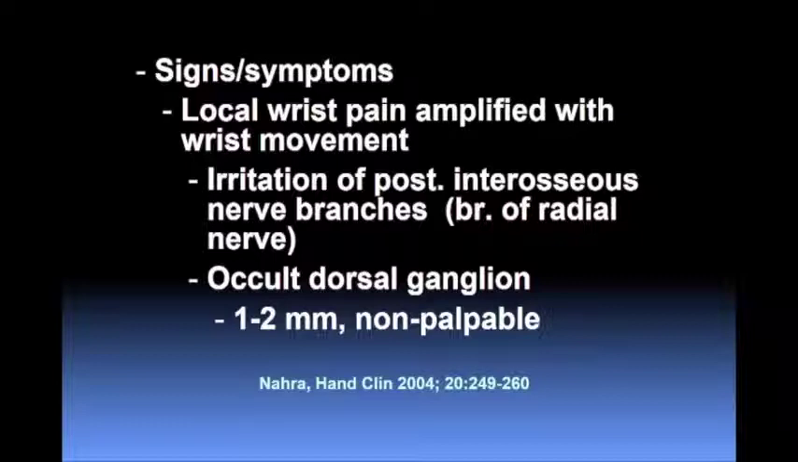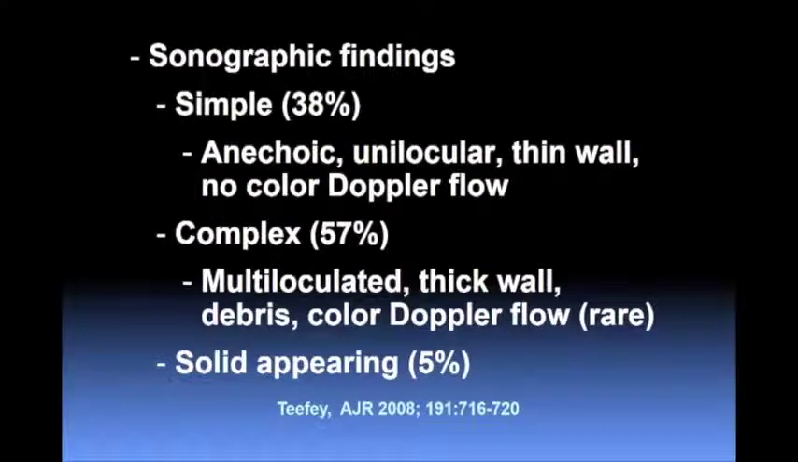Depending on where they're located, often correlates with the symptoms they might have. Some patients might have very focal specific wrist pain that is amplified when they move their wrist. One of the more common ganglions occurs on the dorsum of the wrist, and if there's irritation of the posterior interosseous nerve branch, which is a branch of the radial nerve, this can cause very focal pain. And oftentimes the patient will point to a very specific location, but there's nothing palpable, and this is known as an occult dorsal ganglion, and these are very, very tiny, 1 to 2 millimeters, and if you were to just palpate that area with the wrist, you don't see it.